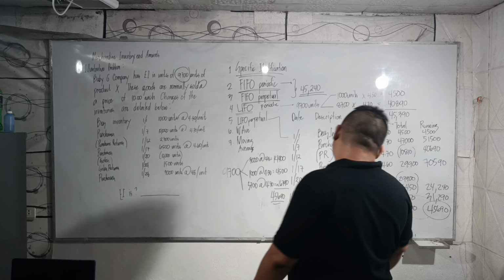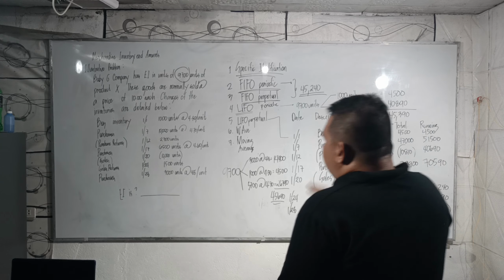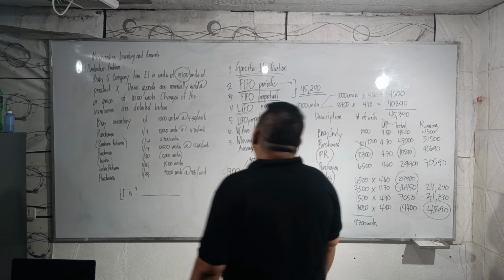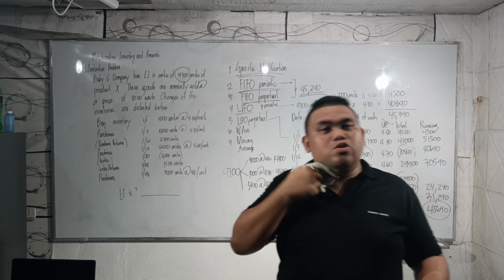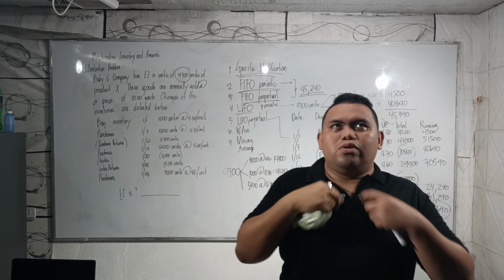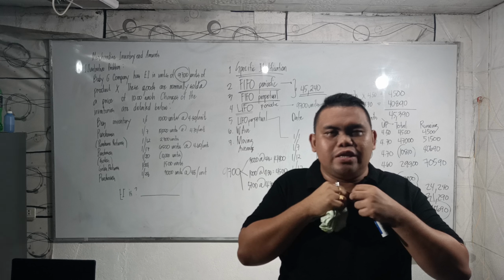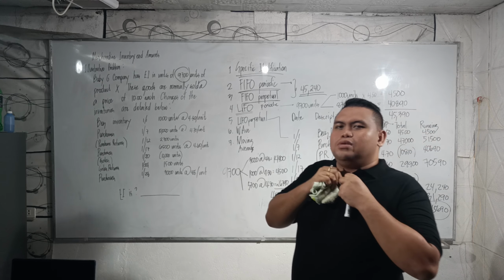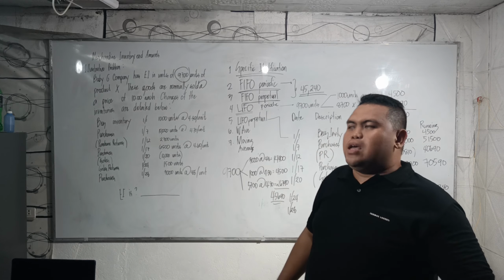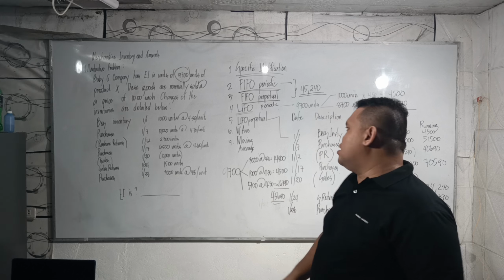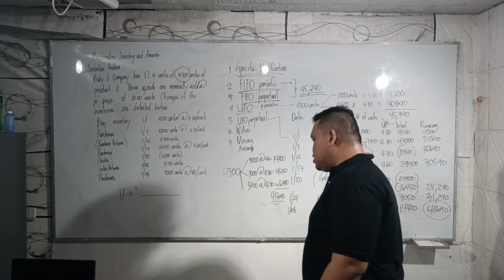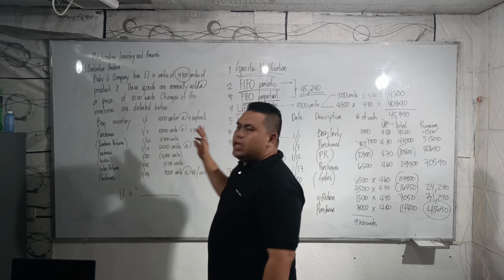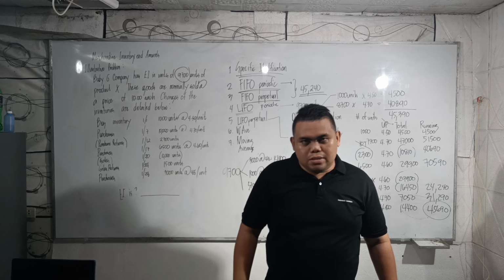Okay? Now, let me tell you this. This last in, first out periodic and perpetual is not already used or not part of the choices already for IAS 2. If you are following IFRS and IAS as accounting standards, the LIFO periodic and LIFO perpetual are not really considered in those standards in the preparation of financial statements.